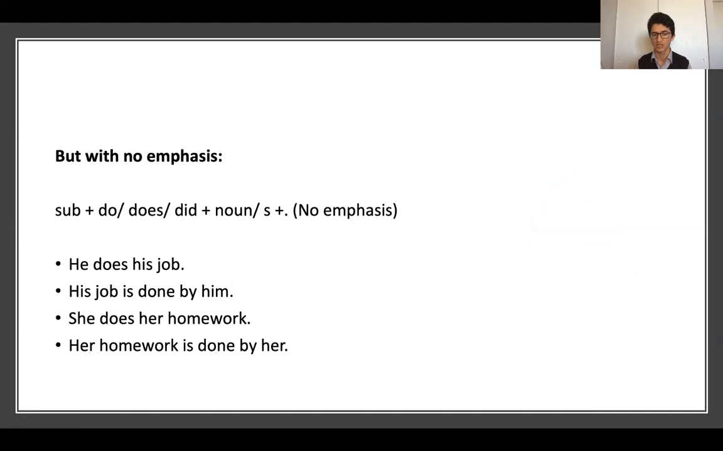It is not emphasis, like this. He does his job. It doesn't show any emphatic sentence. It is like present simple tense. It's a normal sentence. His job is done by him. She does her homework. Her homework is done by her. So all of these structures don't show us any emphasis.